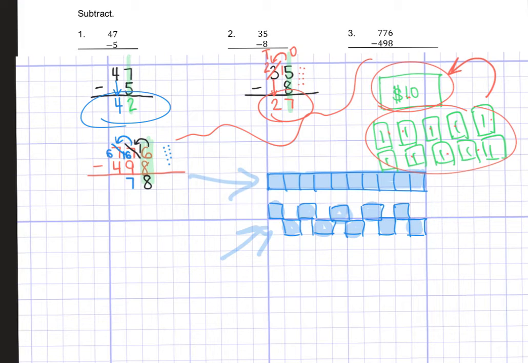Okay. And now my final thing, 6 minus 4 is 2. 278.